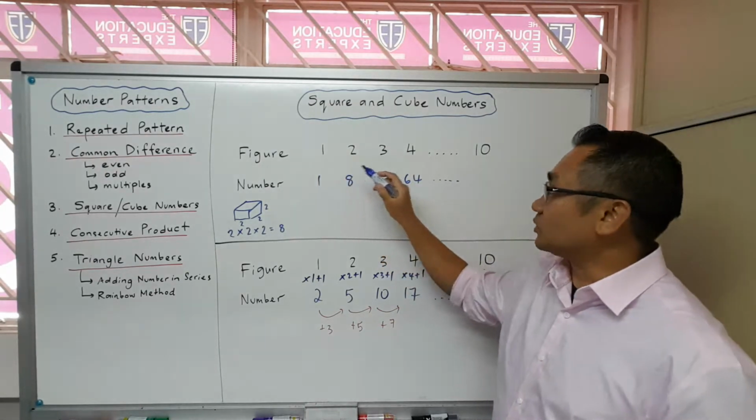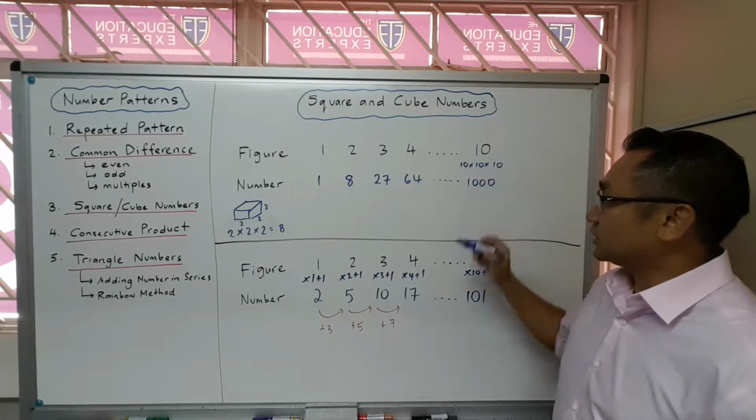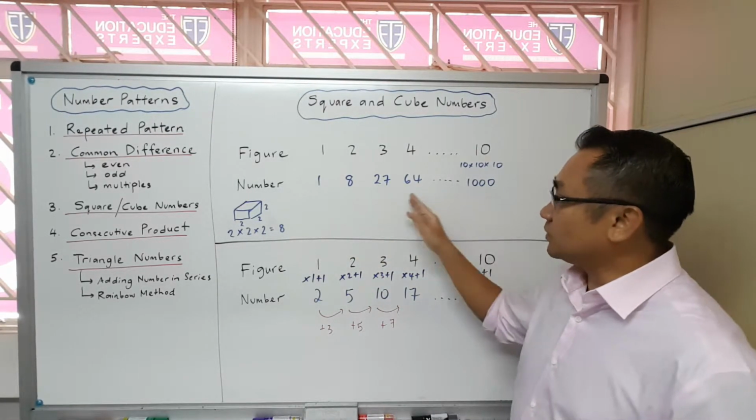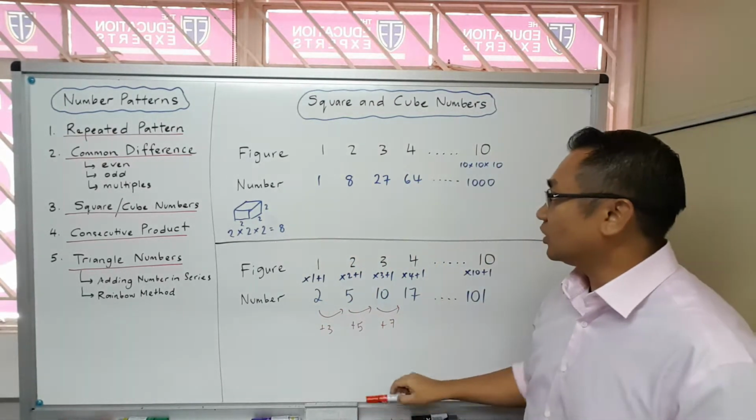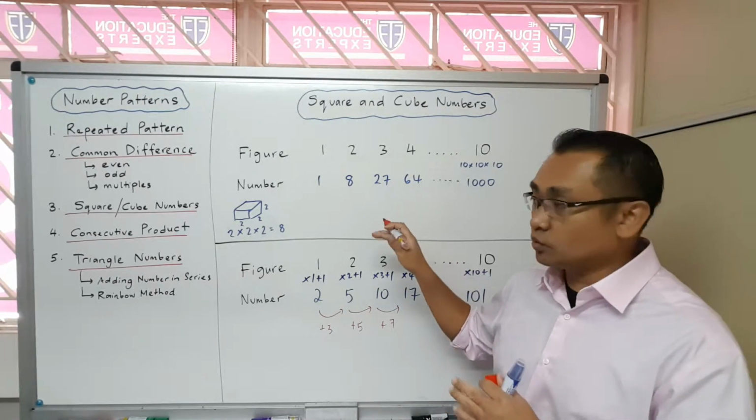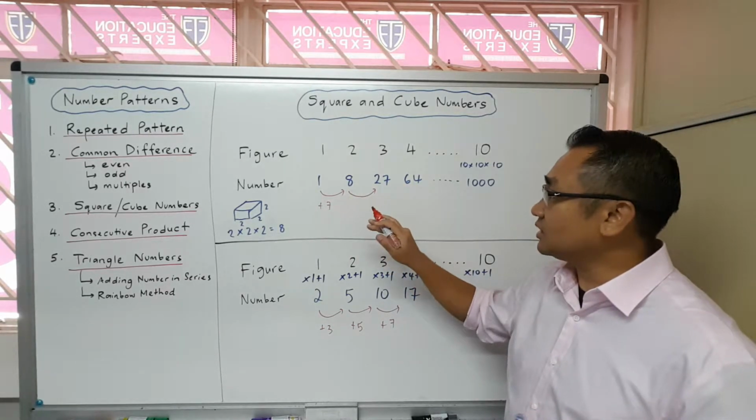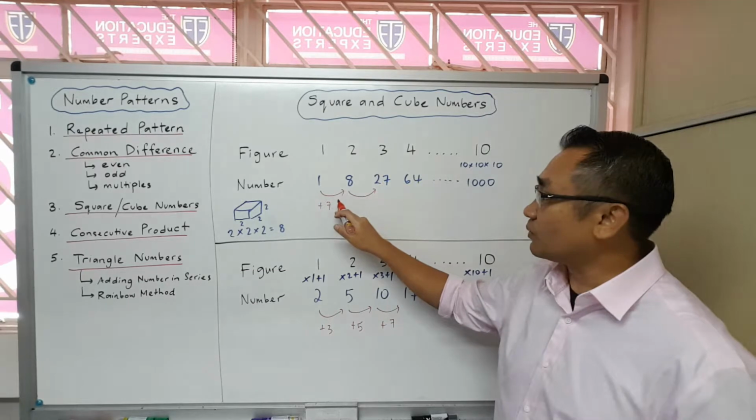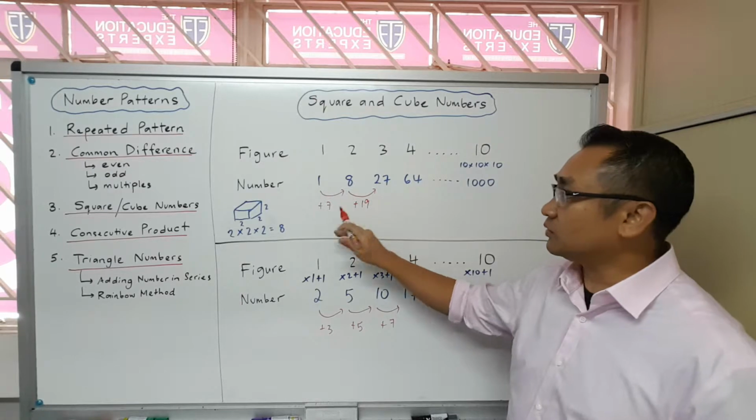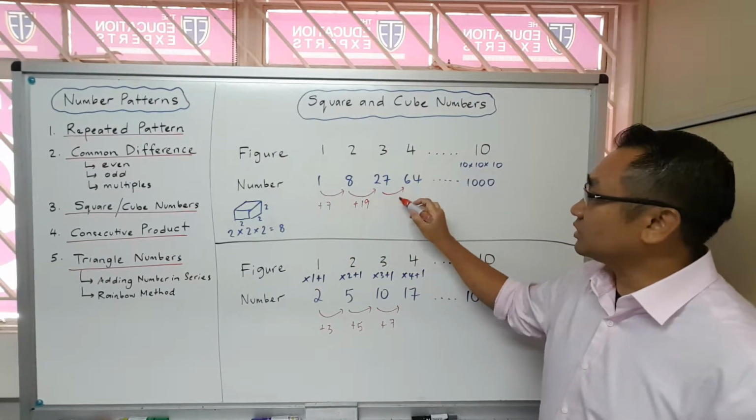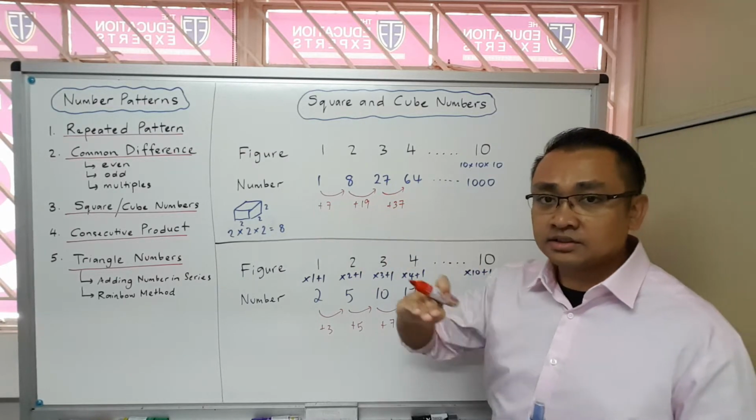This is 1 times 1 times 1. So for 10, it will be 10 times 10 times 10, which is 1000. If you are familiar with these numbers, then immediately once you see 1, 8, 27 and 64, you will notice that this will be a cube pattern. And you will see that in a cube pattern, the difference increases dramatically. From plus 7, what is 27 minus 8? It will be 19. See, from 7 becomes 19. And what is 64 minus 27? You will get 37. You see, the difference increases tremendously.